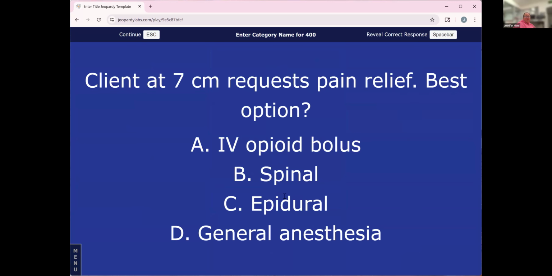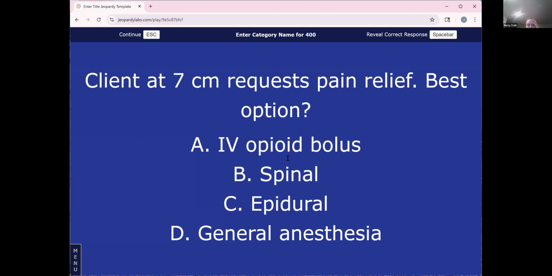Client is 7 centimeters and requests pain relief. Best option? Epidural. Okay, why are we not going to do an IV bolus? Because it's already past the time. Yes, and because if you give an IV opioid bolus, what are you going to do to that baby? The baby can get fetal drowsy and sleepy and respiratory dysfunction. Yeah. Very good. Baby's going to get sleepy and tired and come out crappy. That's what it's called, crappy.